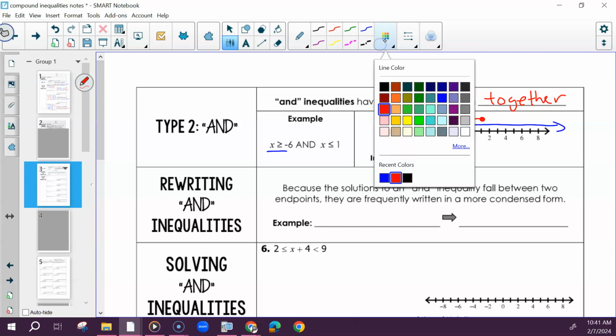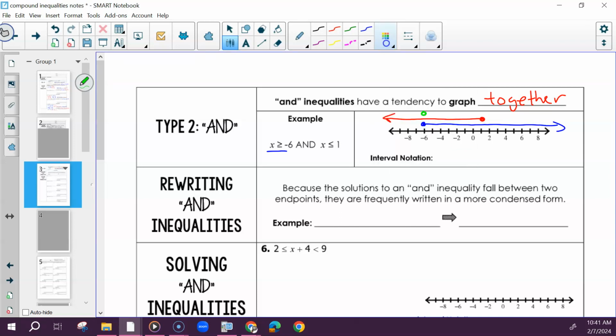And when you graph this, you really just want one answer. Where do they overlap? From this point to this point. -6 to 1. Correct. So when we write our interval notation, we're only going to write from -6 to 1. And they're both equal to, so those would both be brackets.